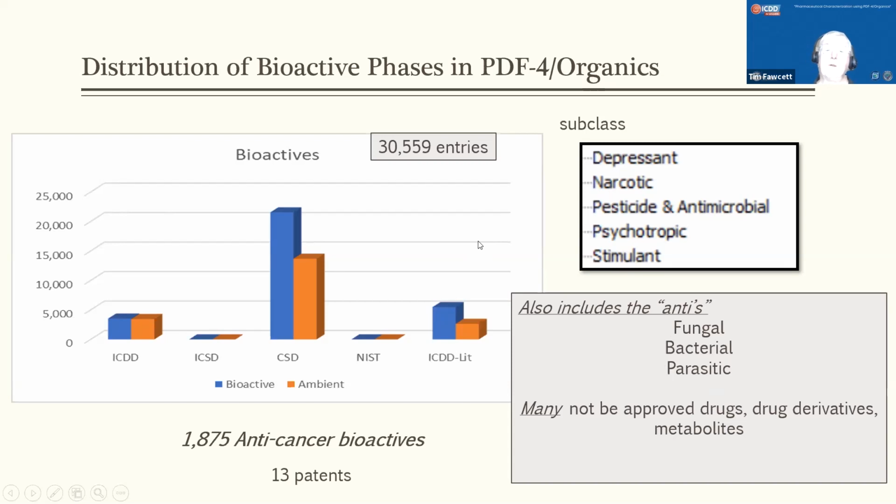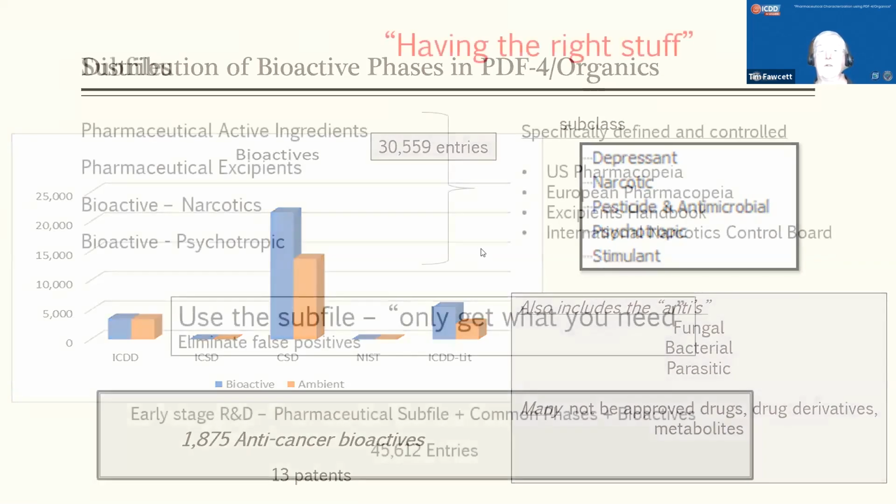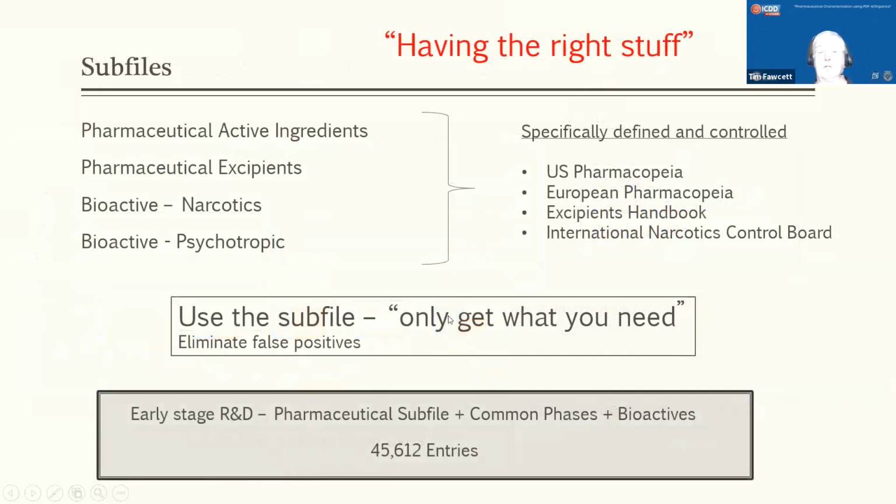Now, the reason why I point all this out is if you're in early stage research, you want to use the broader classifications of bioactive, common phases, and pharmaceuticals. If you're looking at a commercial product, you want to go directly to the pharmaceutical subfile. And does that mean that really 13,000 phases are more important than the other 560,000 that are in the database? Absolutely.